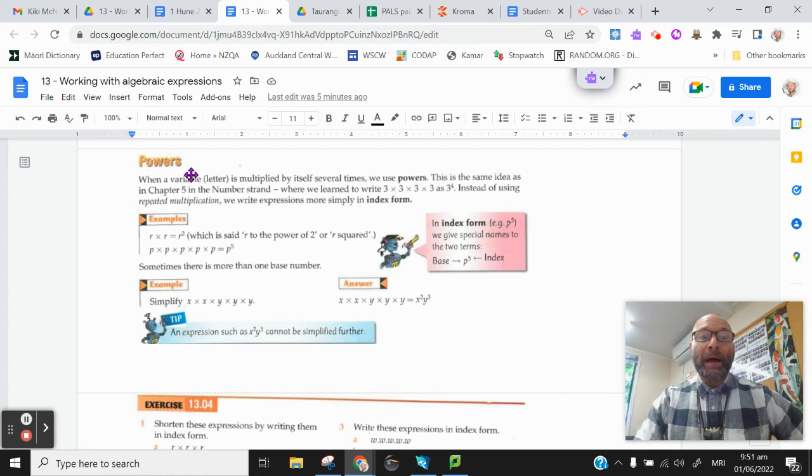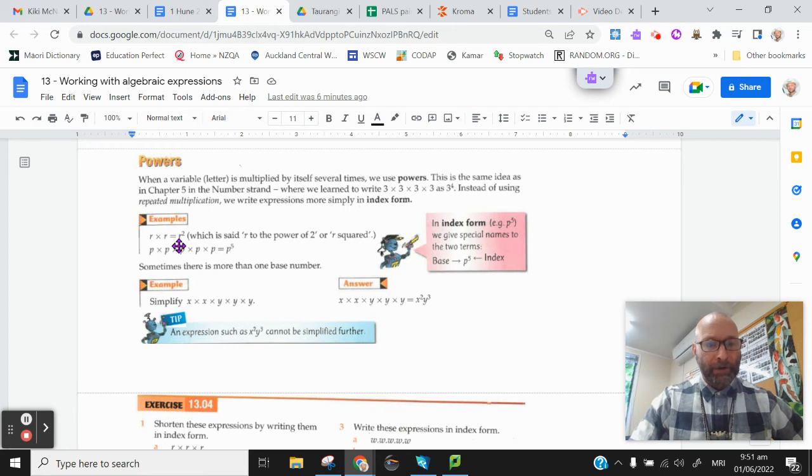Now we're going to be talking about powers, also known as an index or an exponent. All mean the same thing. When a variable is multiplied by itself several times, we use powers. This is the same idea as we talked about in chapter 5, where 3 times 3 times 3 times 3 is written as 3 to the power 4. So instead of using that repeated multiplication, we write expressions more simply in index form.